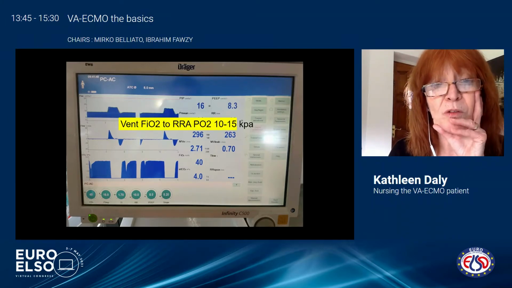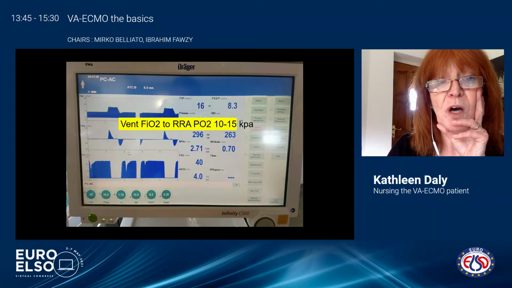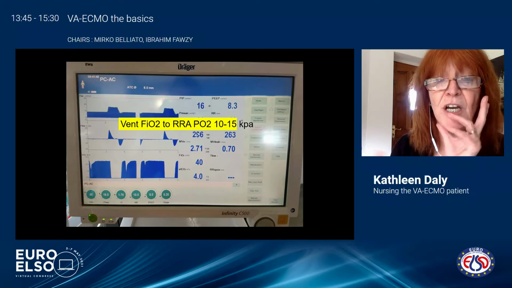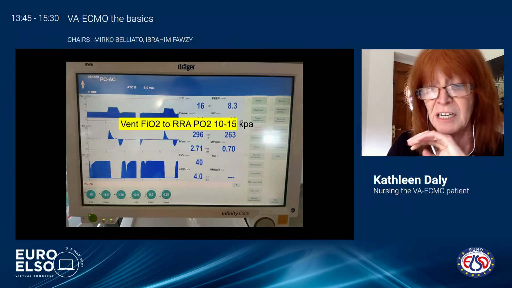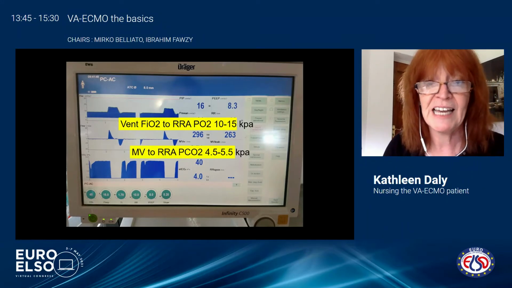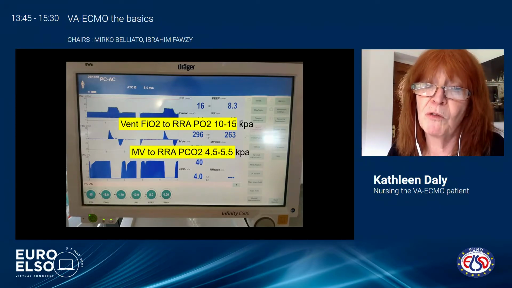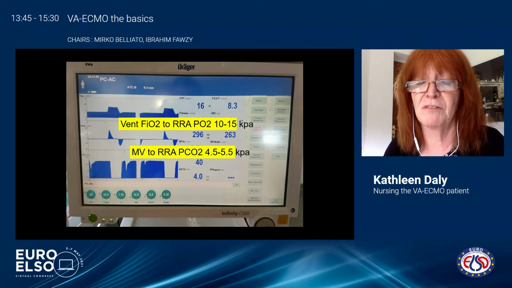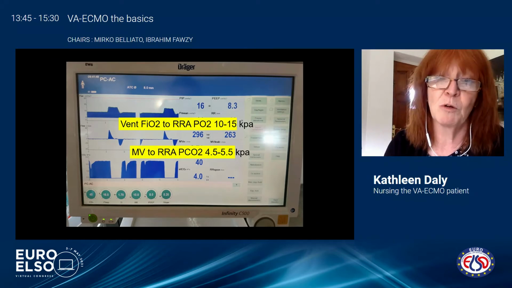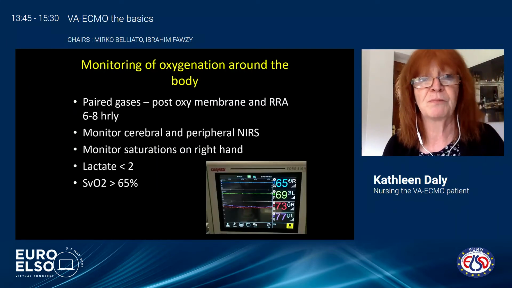But then thinking about the lungs, what are we going to do there? Well, again, we want to titrate the ventilator FiO2 to target a right radial artery PaO2 of 10 to 15 kilopascals. Again, the minute volume, we want to target a right radial artery PCO2 of 4.5 to 5.5 kilopascals. And this is what we'll be doing on shift.